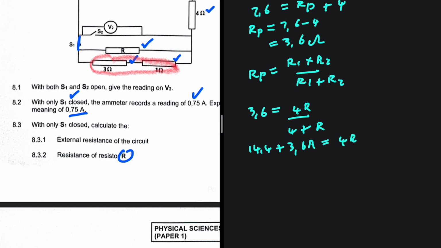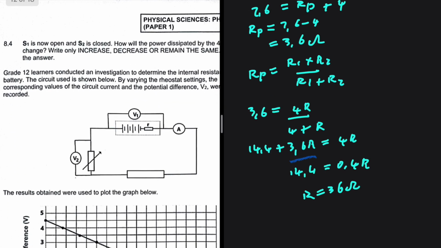So if I take 3.6R to the right hand side, I'm going to get 14.4 being equal to 0.4R. Now I just need to divide both sides by 0.4. I'm getting R being equal to 36 ohms. Right, 8.3.2. Let's move to the question that follows.